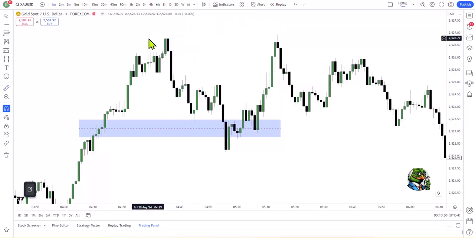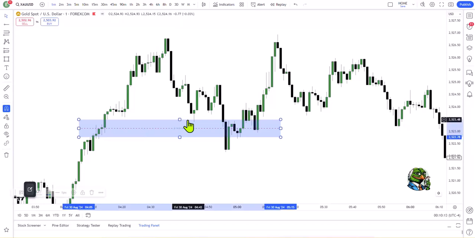Okay. Remember, this is not an invitation for you to go out and risk real capital. This is for you to go back and study this chart, understand how this strategy works, prove that you can understand the strategy and replay it and be able to do it in real time. You've got to prove it to yourself.